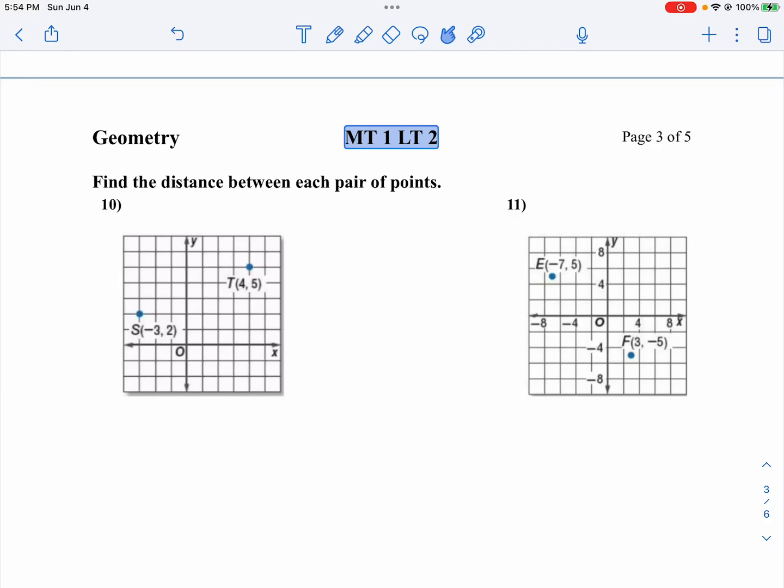On page 3 of your assignment, we're going to spend our time doing some distance problems, distance between points. On the coordinate grid, I suggest just using the Pythagorean theorem. Now I can see I'm going from S at -3 to +4, so I know my horizontal distance is 7. My vertical distance, I'm going from 2 to 5, so that's 3.